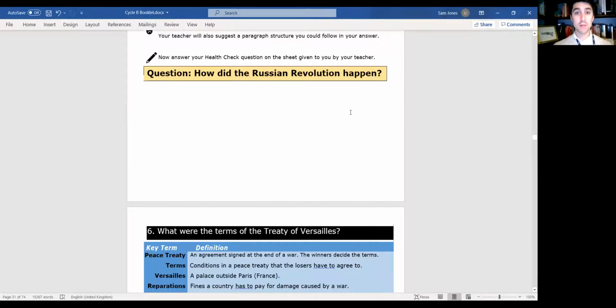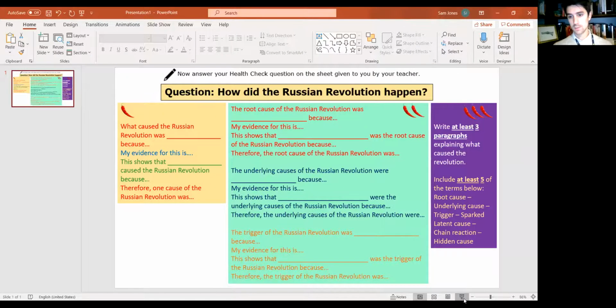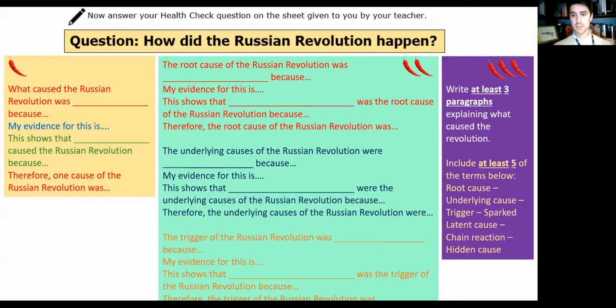But if you're ready to make a start on the question, I'm going to show you some sentence starters and structures that you could use now. So these are the sentence starters that I would use.